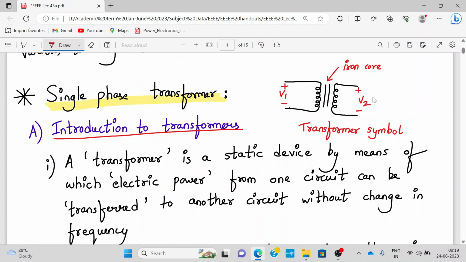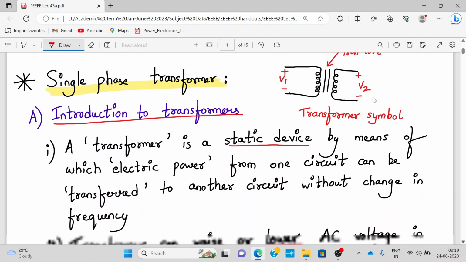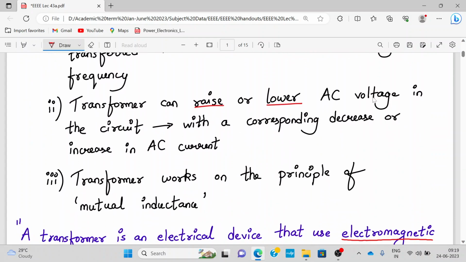Alright, so let's see what the transformer means. So transformer is a static device by means of which electric power from one circuit can be transferred to another circuit without changing the frequency. Okay, so that's the basic definition of a transformer. Transformer can raise or lower the AC voltage in the circuit with a corresponding increase or decrease in the AC current. And the transformer works on the principle of mutual inductance.